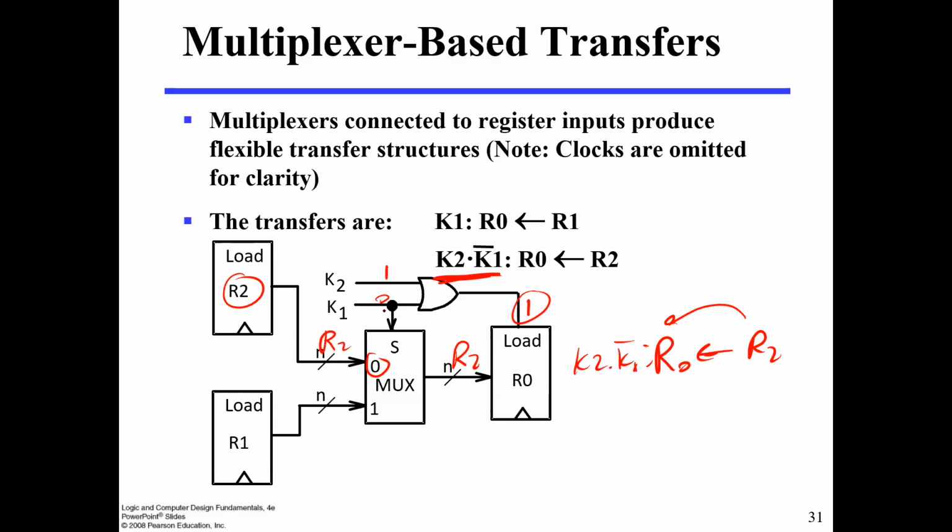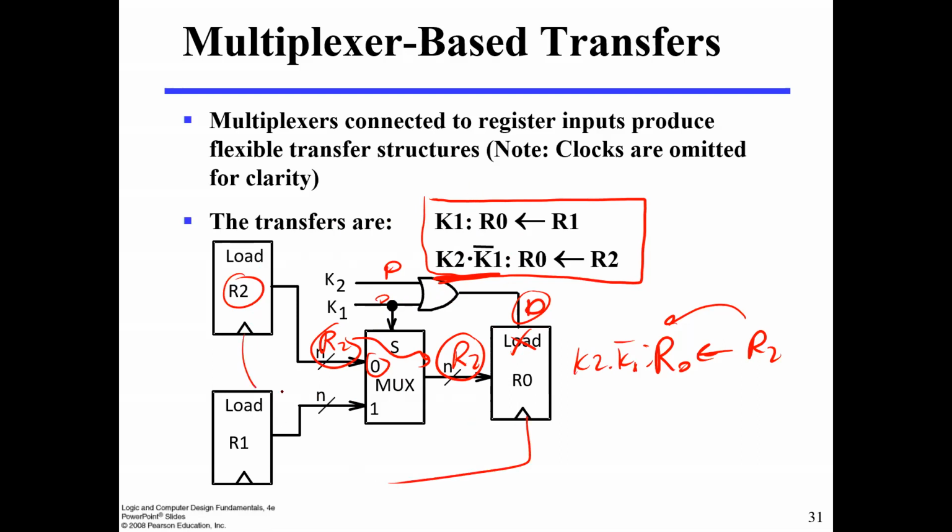If I have k1 bar, it will choose R2 to pass through the multiplexer. But if k2 equals 0, then I have 0 and 0 here, the result of the OR is 0, so it will not load. So using this simple circuit, I implemented the conditional transfer on registers. Of course, don't forget that all of this is connected to the clock, and we probably have some other input for reset.